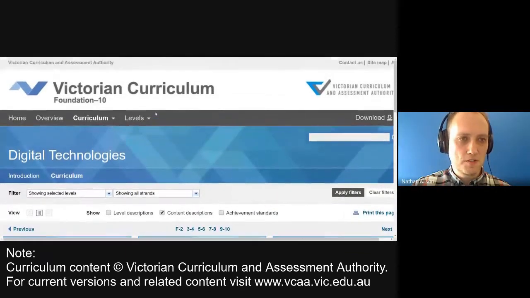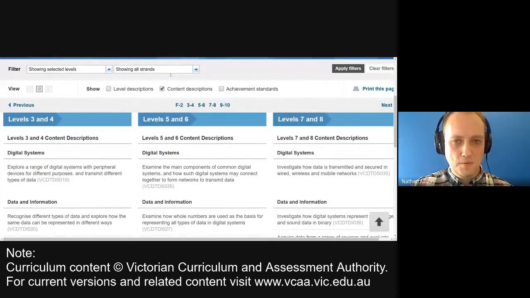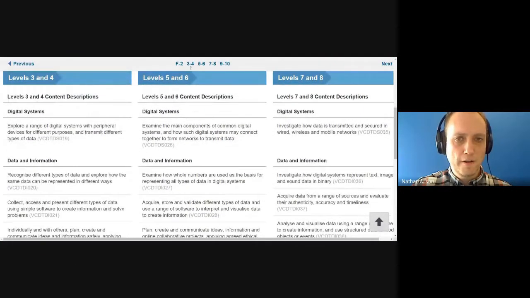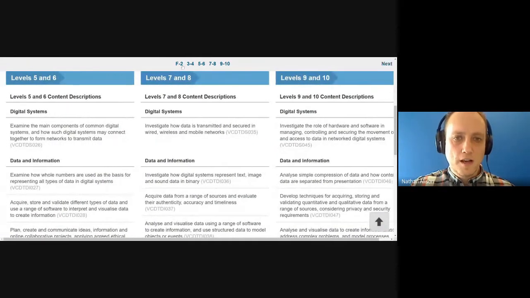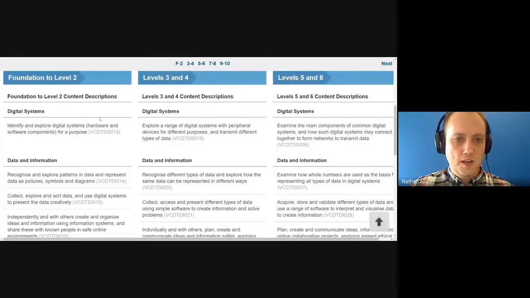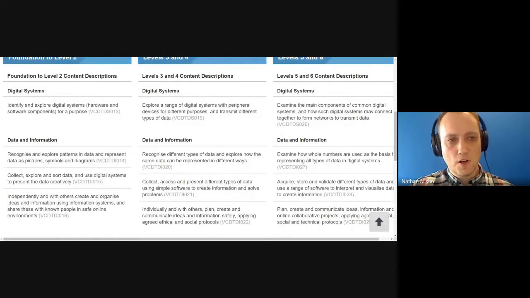Excellent. So this has taken us to the Victorian curriculum webpage from VCAA. And you can see I've taken some filters off, but basically we can see how the curriculum from F to 2 all the way up to 9 and 10, we have these 3 strands: digital systems, data and information, and creating digital solutions. And one of the things that Catherine and I wanted to emphasize was how these rows, as we go across from F to 2 up to 9 to 10, build in complexity and detail and formalization as they go across.